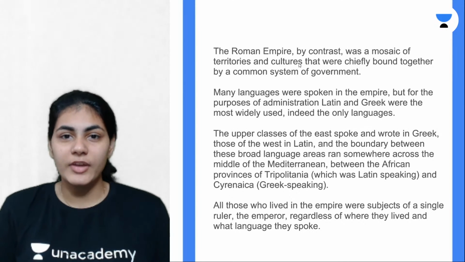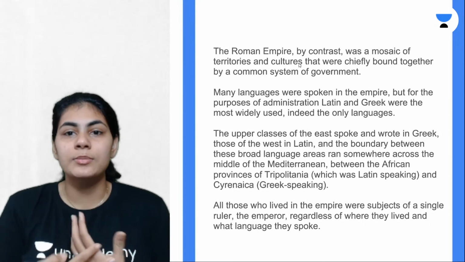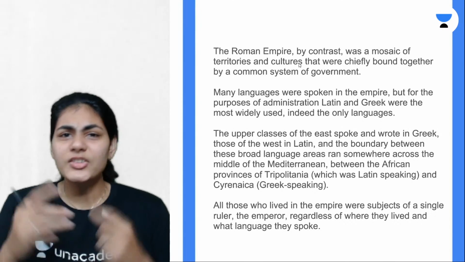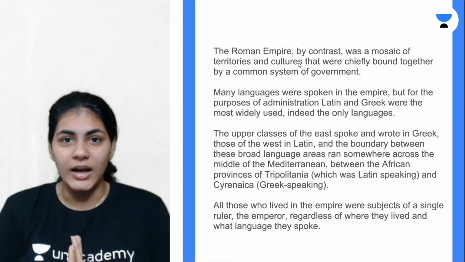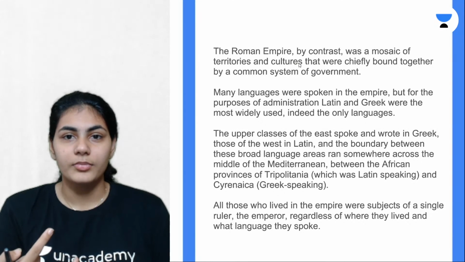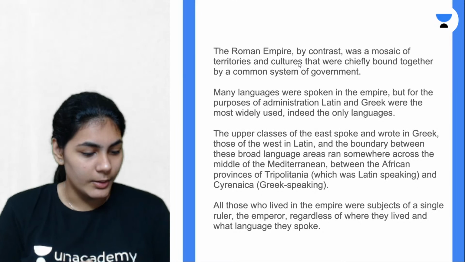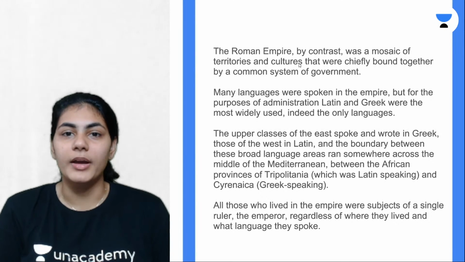So that's the basic difference between Roman and Iranian empires. And another special feature about the Roman Empire is that it is bound by a common system of government. It had just one ruler who is very, very powerful and is a monarch ruling over the entire Roman Empire. So that's a special feature of the Roman Empire.